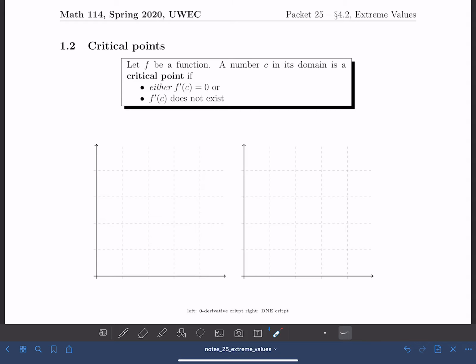It's not possible for both of those things to be true, because if it doesn't exist, it can't possibly be 0. And if it's 0, it most certainly exists. So let's draw a couple of examples of functions with these properties. Let's just draw a little wavy curve like that. Let's label the critical points of this function. Critical points are where the derivative is 0. At all of those places, it's true that f prime equals 0.